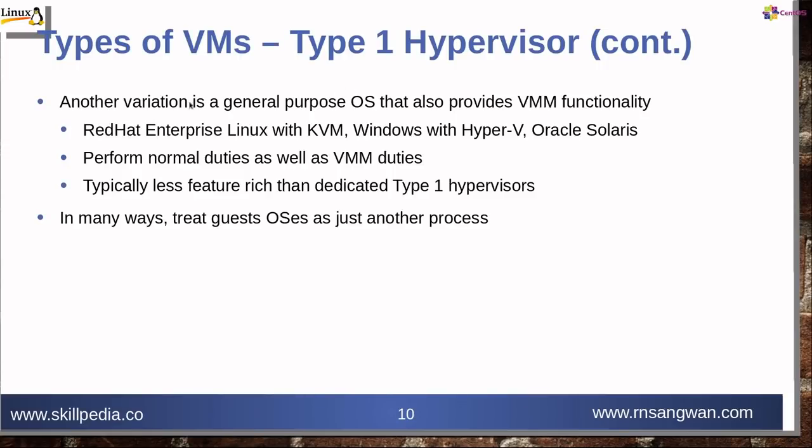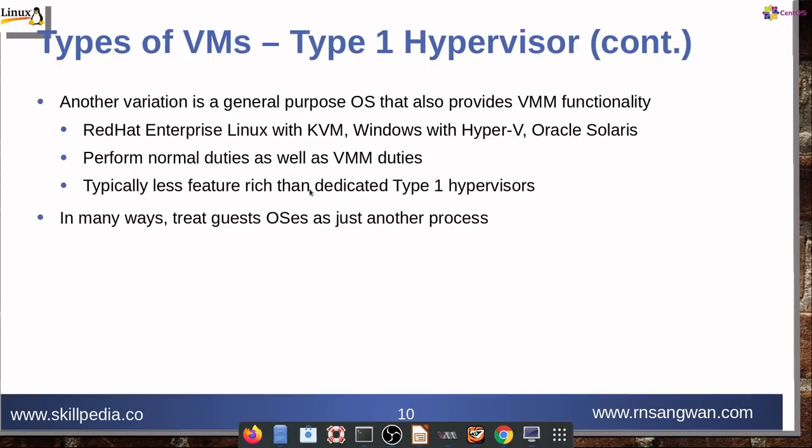Type 1 hypervisor, another variation, is the general purpose operating system that also provides virtual machine manager functionality. Red Hat Enterprise Linux with KVM, Windows with Hyper-V, Oracle Solaris, all these are type 1 hypervisors. They perform normal duties as well as virtual machine manager. As you have seen, my machine is running on CentOS 8, and I have virtual machine manager, virt-install, installed on this machine, and I have started 4 different virtual machines on the same system.